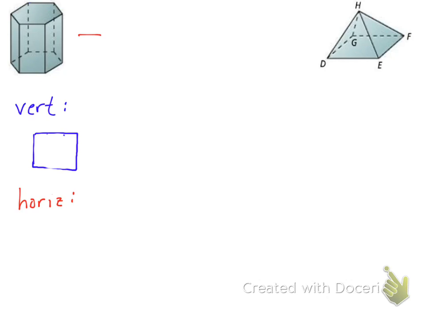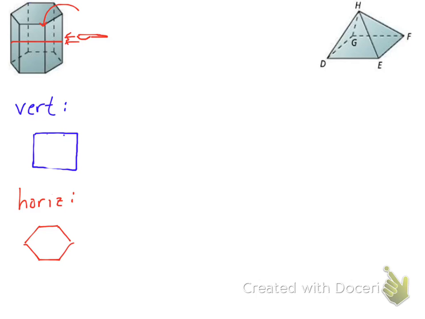I'm going to take my knife and I'm going to cut it horizontally, and so it's going to slice it across. And then I'm going to look at it from above, and again it's going to look like the plane that it's parallel to. And so the plane that it's parallel to is going to look like a hexagon.